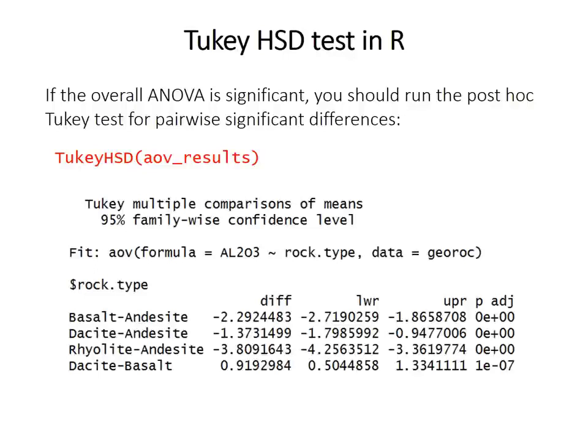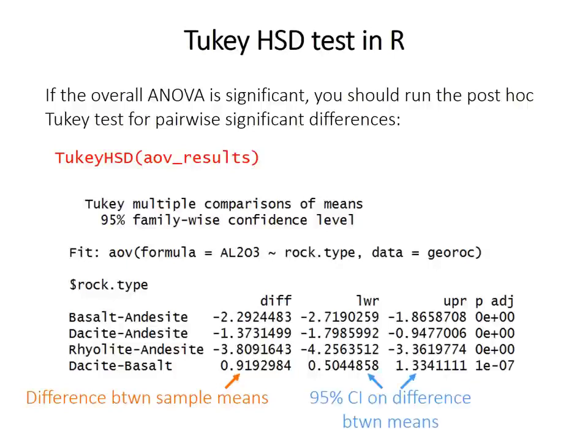Well, I've truncated it. There'll be many more rows in this particular example here. The first column is the difference between sample means. The next 2 columns are the 95% confidence interval on that difference between sample means, between each pair listed there. And finally, you get the adjusted p-value for the null hypothesis that the 2 samples come from populations with the same mean. You'll notice the ones here that say 0, or 0 e to the 0 power, that just means that the p-value is really tiny, and so in that case, remember, you can report less than 0.001.